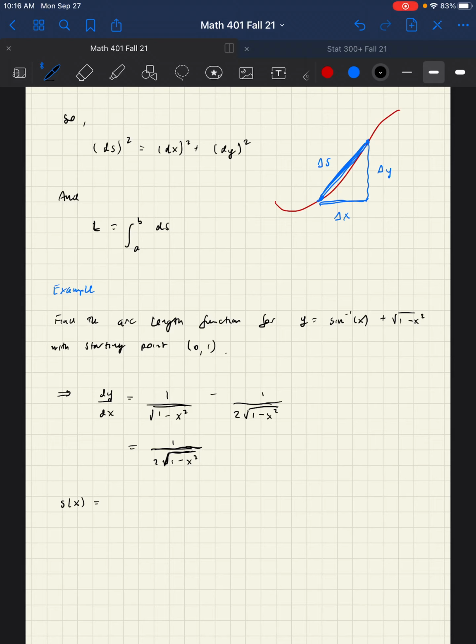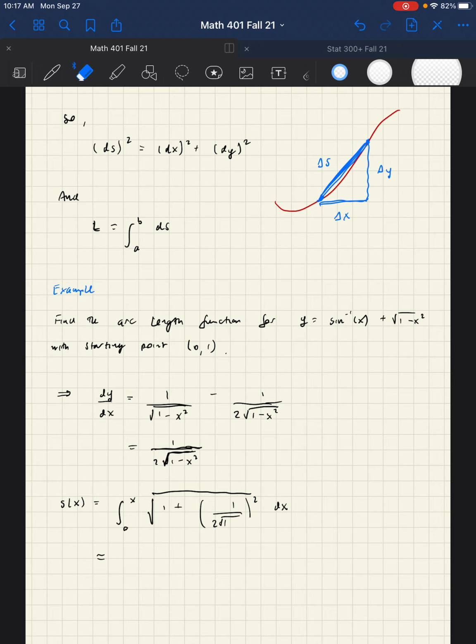this continuous transformation of x into our new parameterization in terms of s, in fact, I'm going to drop the of x at some point. I'm just going to write s is this with respect to x. So s is the integral from 0 to x of the square root of 1 plus 1 over 2 square root of 1 minus x squared, squared, dx.